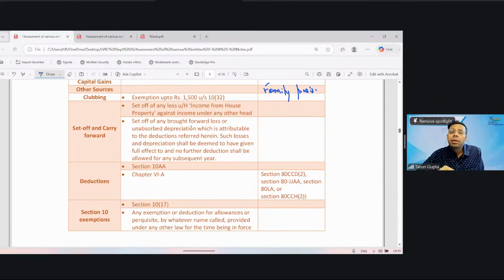Then the allowances given to the MPs or MLAs, which are otherwise exempt under section 10(17), are not available if you opt for the new tax regime. And if any other exemption is given in respect of particular allowances under any other law, then such exemption is not available if the assessee opts for the new tax regime.